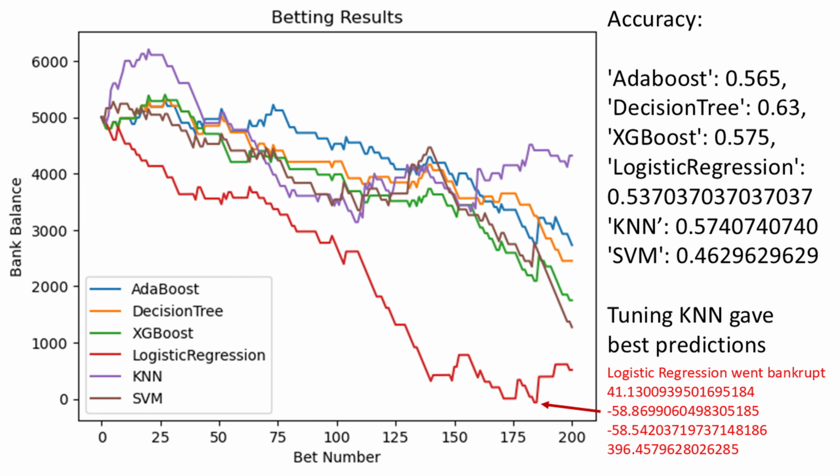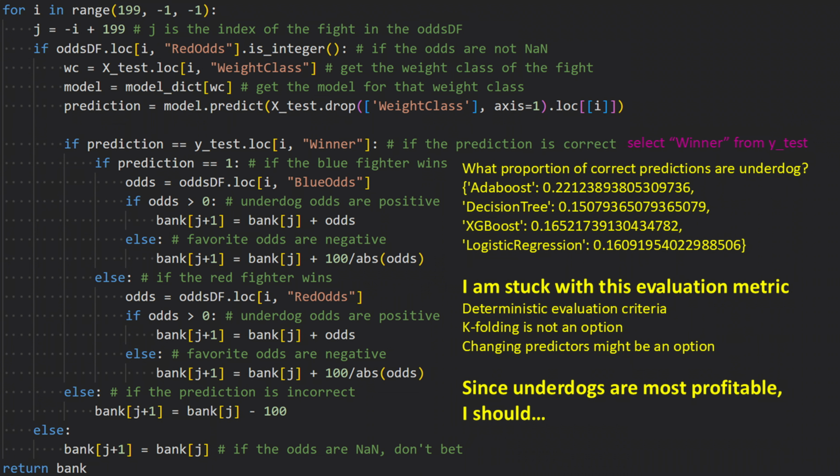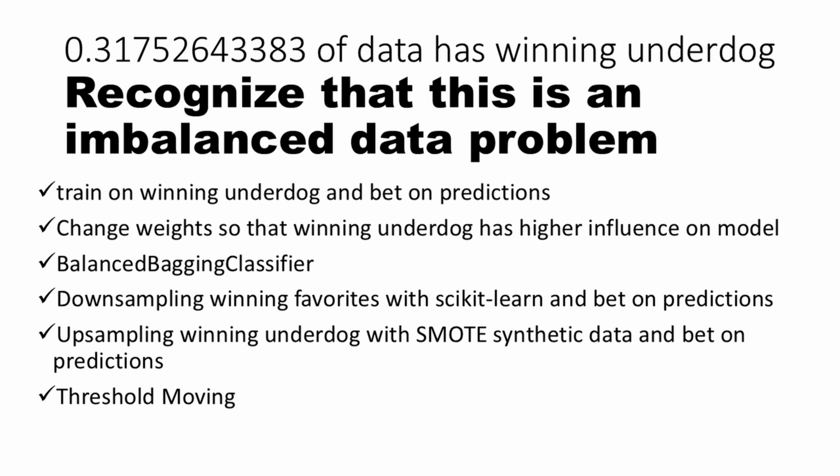My initial models lost money. KNN performed best, and it is the only one that had a tune so far. Logistic regression went negative since I did not implement a stop at bankruptcy. Here is a look at the accuracy of our models. When we narrow down the accuracy to the proportion that correctly predicts underdogs, we see that the percentage is very low. Looking at the proportion of data where the underdog actually wins, we recognize that this is an imbalanced data problem, so that will be my approach to improving the models.